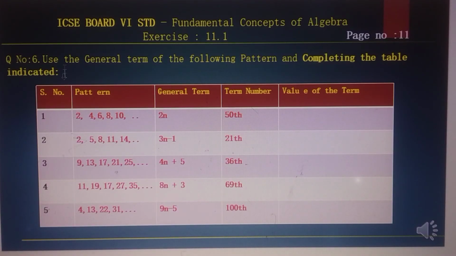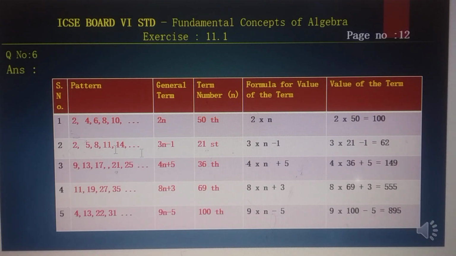Question number 6. Use the general term of the following pattern and complete the table indicated here. The general term, the term number and the value of the term. Here the general term is 2 into n, and n is equal to 50. 2 into 50 is 100. In the same way we have to fill up the rest. And for 3n minus 1, the n value is 21. So 21 into 3 minus 1, we get the final answer 62.